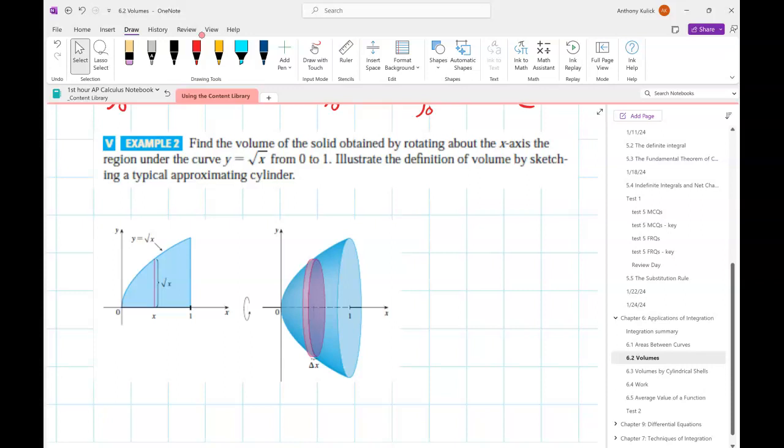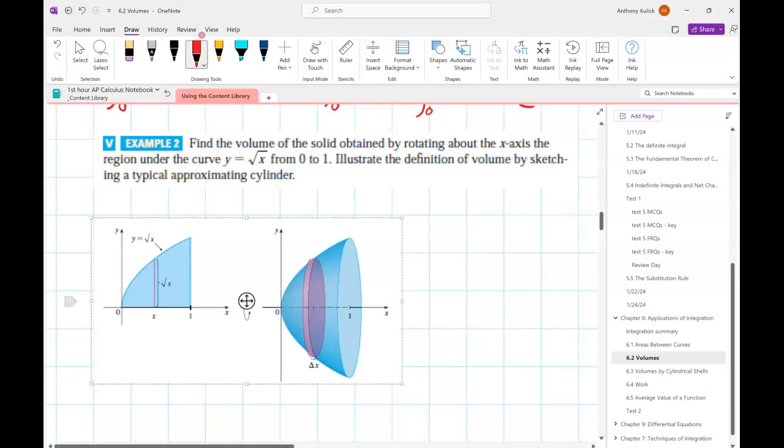So the next one here says find the volume of the solid obtained by rotating about the x-axis the region under the curve y equals square root of x from 0 to 1. So what I've done is I've graphed for us the square root of x, and I've graphed it only from 0 to 1. So it's that little shape there. And we're talking about the area under the curve, so I've drawn in that area. And then we're going to rotate this about the x-axis.